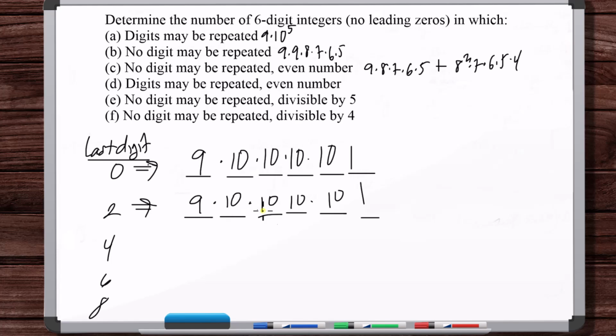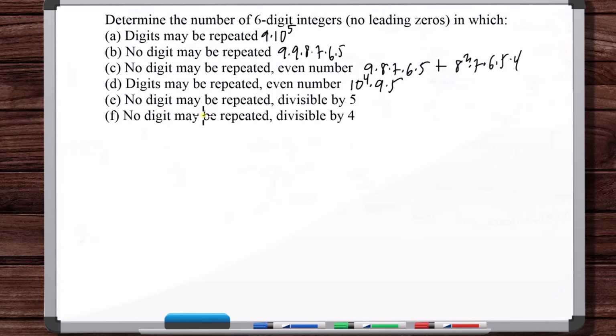You have a 2 here. This could be a 2. Yeah, so it's just going to be 1, 2, 3, 4, 5 times 9 times 10 to the 4th is the answer here. So that's 10 to the 4th times 9 times 5.